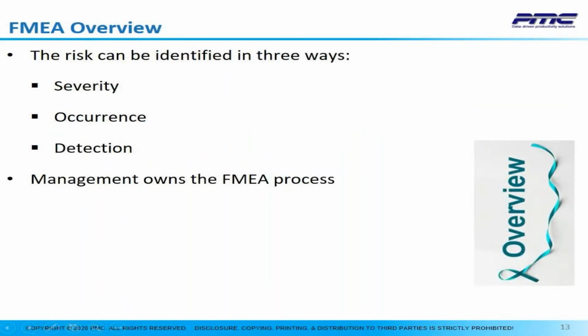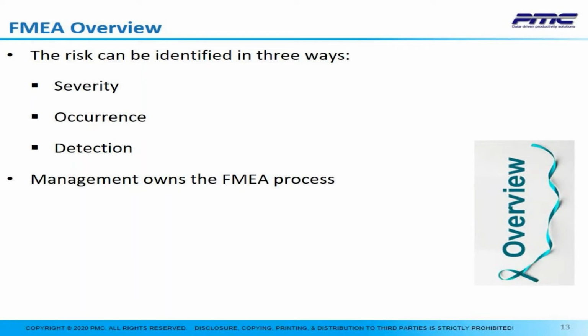The risk can be identified in three different ways: through severity, occurrence, and detection. Severity is an assessment of the level of impact of a failure on a customer. Occurrence is how often the cause of a failure may occur. Detection is an assessment of how well the product or the process controls detect the cause of the failure or the failure mode.